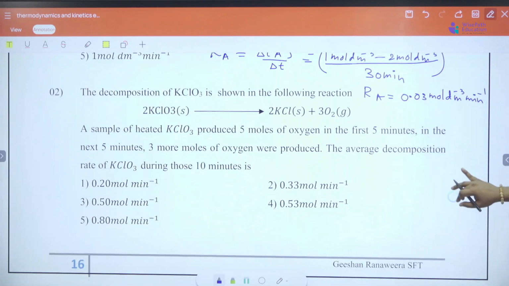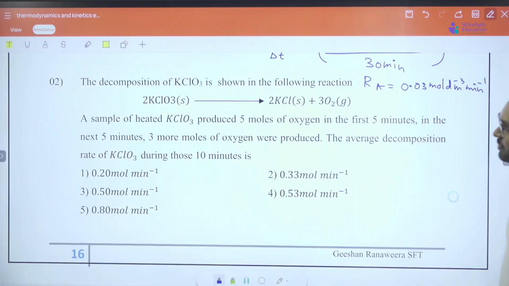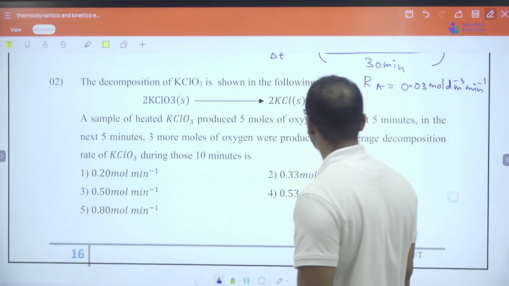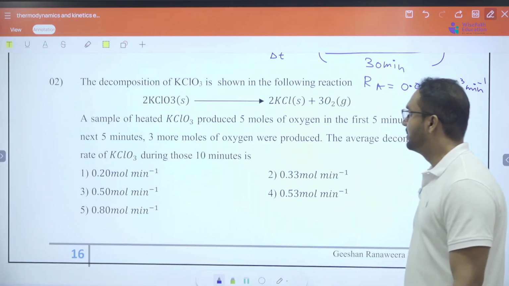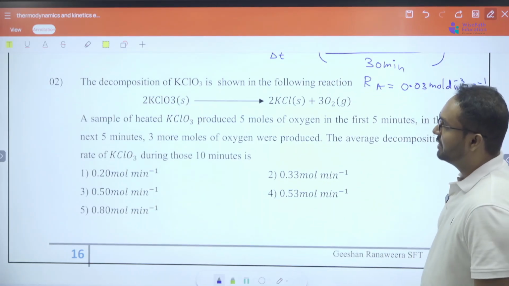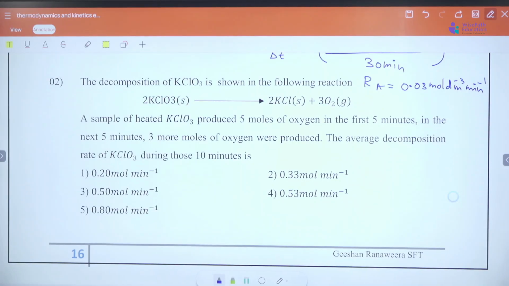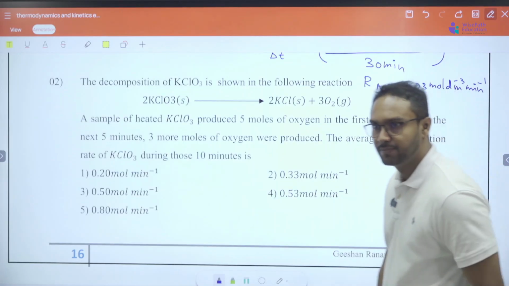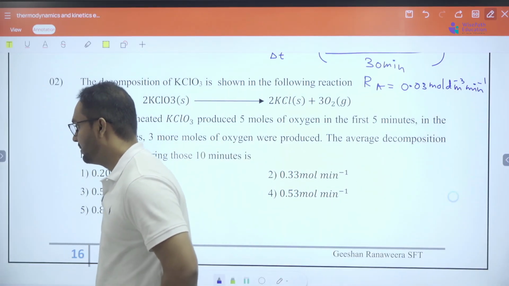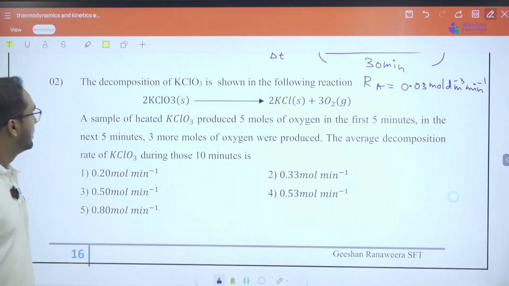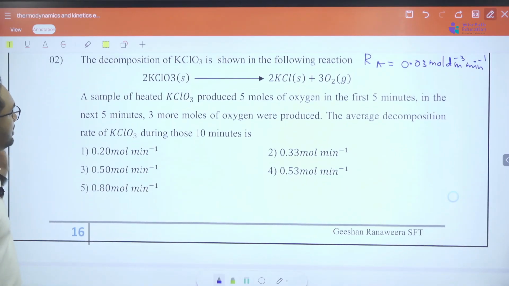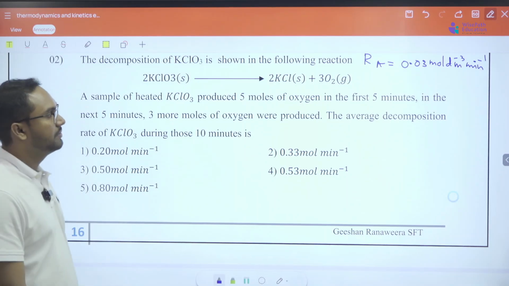So the second question: the decomposition of KClO3 is shown in the following reaction. KClO3 converts into 2KCl plus 3O2. A sample of heated KClO3 produces 5 moles of oxygen in the first 5 minutes. In the next 5 minutes, 3 moles of oxygen were produced. What is the average decomposition rate of KClO3 during the 10 minutes? Online people, what is the answer for the second question?